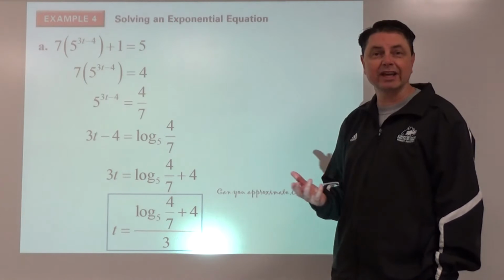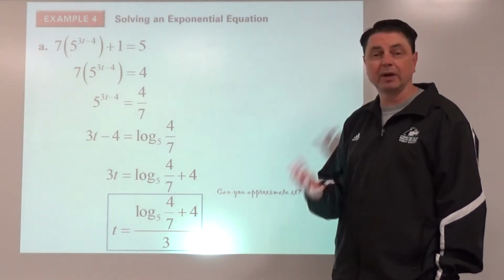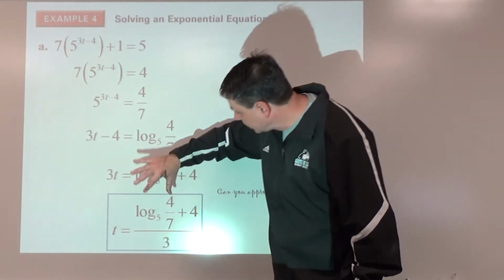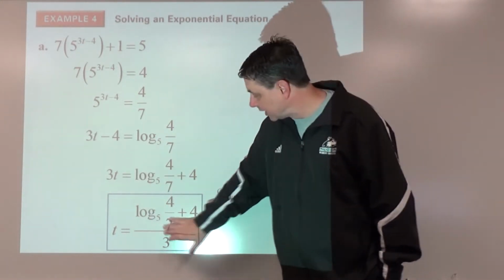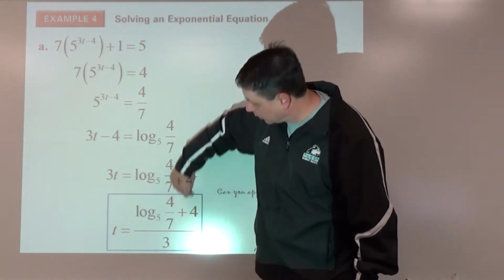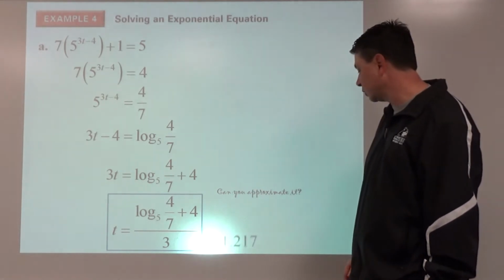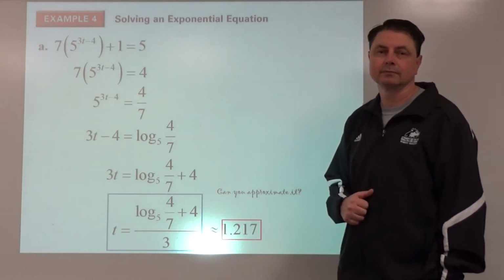And then it seems like a pretty tricky one to do on the calculator. We might want to take our time, do this, add 4, hit equals, divide by 3, hit equals again. That's one way. Or you could put parentheses on top of all this. Either way, you should be getting about 1.217.